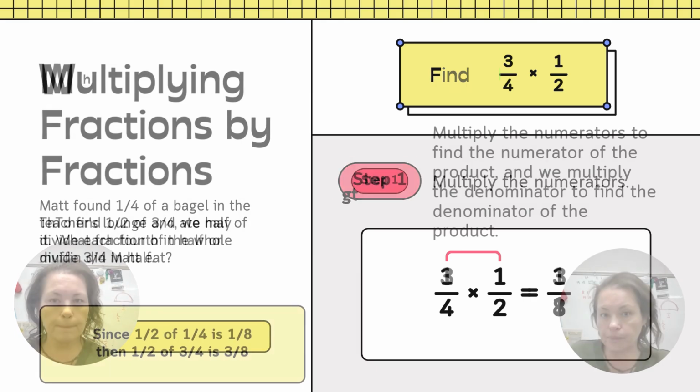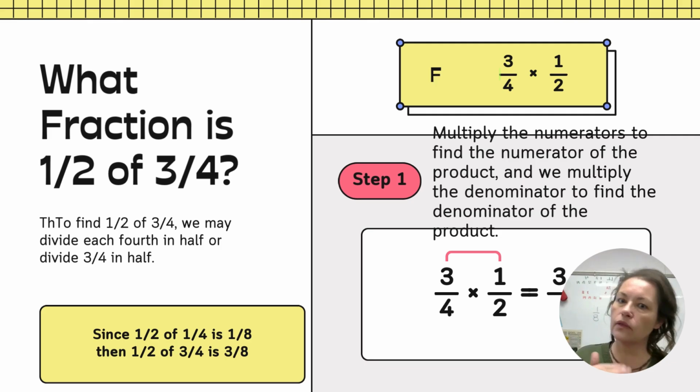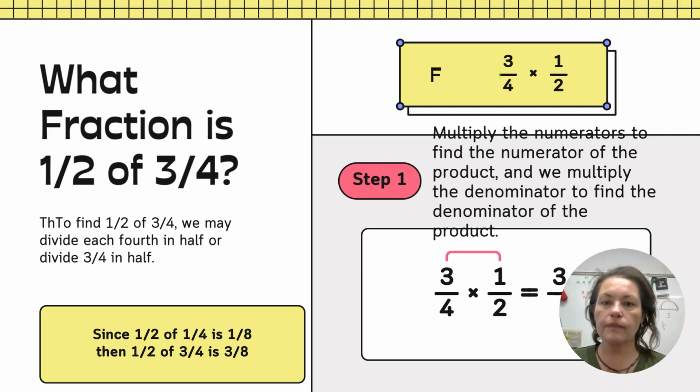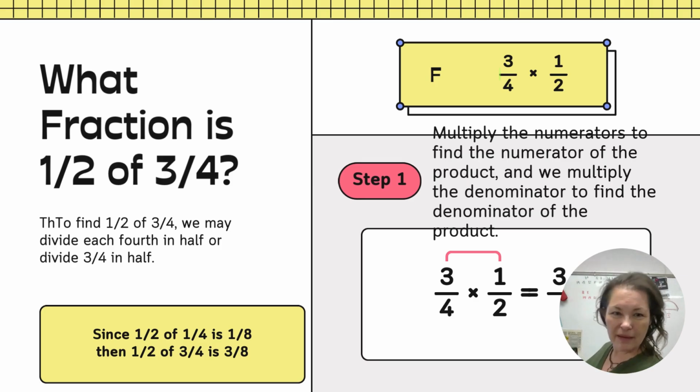Okay, let's do a few more. Okay, so back to our reading of math, right? So what fraction is 1/2 of 3/4? We may divide each fourth in half, or should we divide the 3/4 in half? There's 2 different ways to do it. And we know that 1/2 of 1/4 is 1/8 already, right? So let's make our circle. I mean, if you want it to be a bagel, it can be a bagel. But so we're going back to our circle, right, where we did that 1/8, remember?